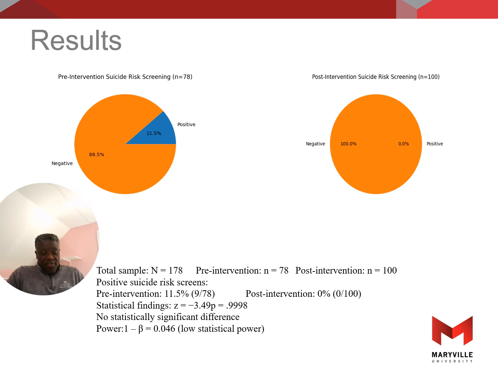So the statistical finding: the Z score was equal to minus 3.49, and the p-value was 0.9998, meaning there was no statistical difference noted, so the null could not be rejected. Power, 1 minus beta, was equal to 0.046, very, very low statistical power.